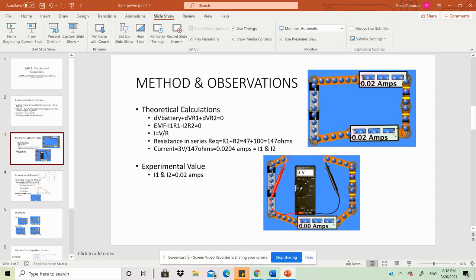This occurs as a result of the circuit now being open and no longer closed. As a result, the voltmeter measures the potential difference of 3 volts from the battery. This occurs because the voltmeter has infinite internal resistance and therefore no current can flow through it. This is supported by the ammeter reading 0 amps of current.